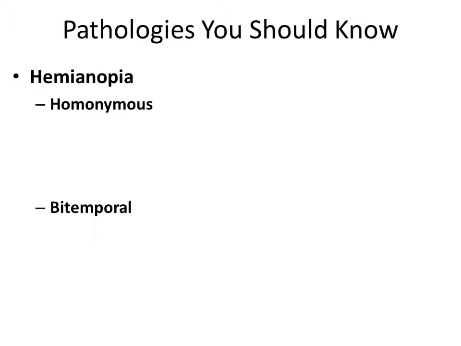And now some pathologies that you should know from our lecture on cranial nerve 2, the optic nerve. These are ones that I do want you to know. The two types of hemianopia, homonymous and bitemporal. Homonymous meaning that both eyes have lost the same half of the visual field. It is named for the visual field deficit.